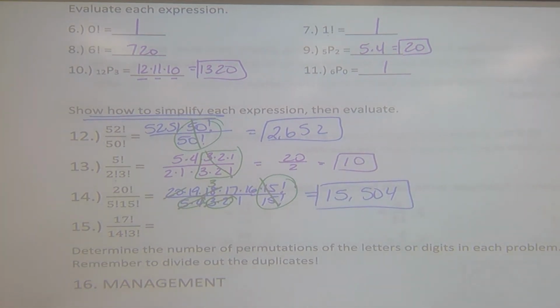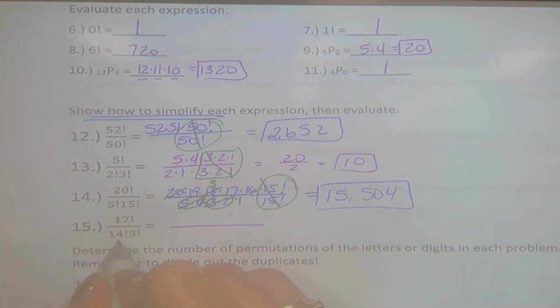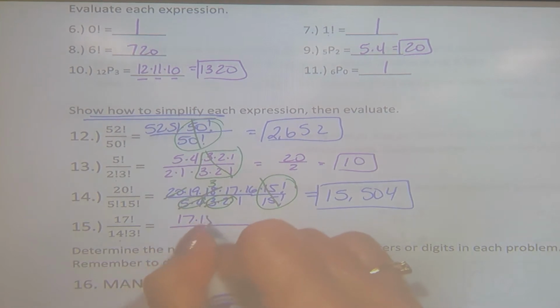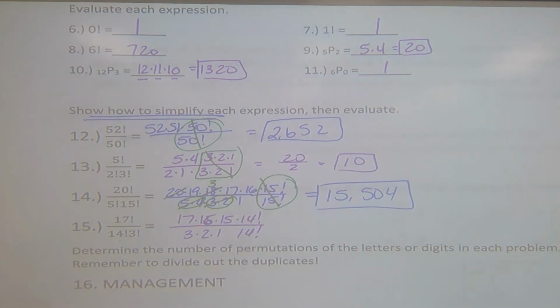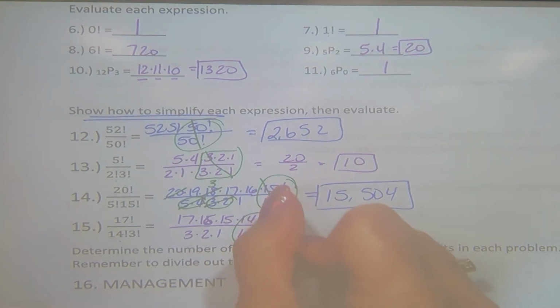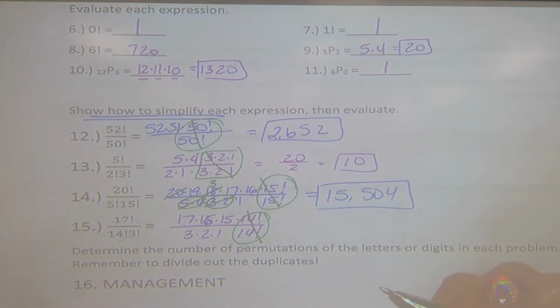One more practice problem, simplifying these factorial expressions. I've got a 14 factorial in my denominator, so that's where I'm going to stop in my numerator. Oops, 16, 15, 14 factorial. I also have a 3 factorial in my denominator, 3 times 2 times 1. That 14 factorial cancels out.